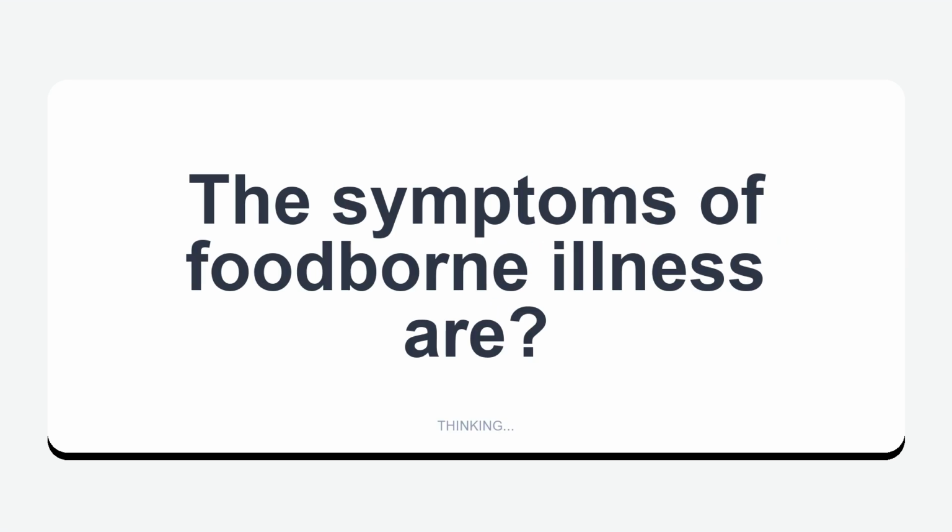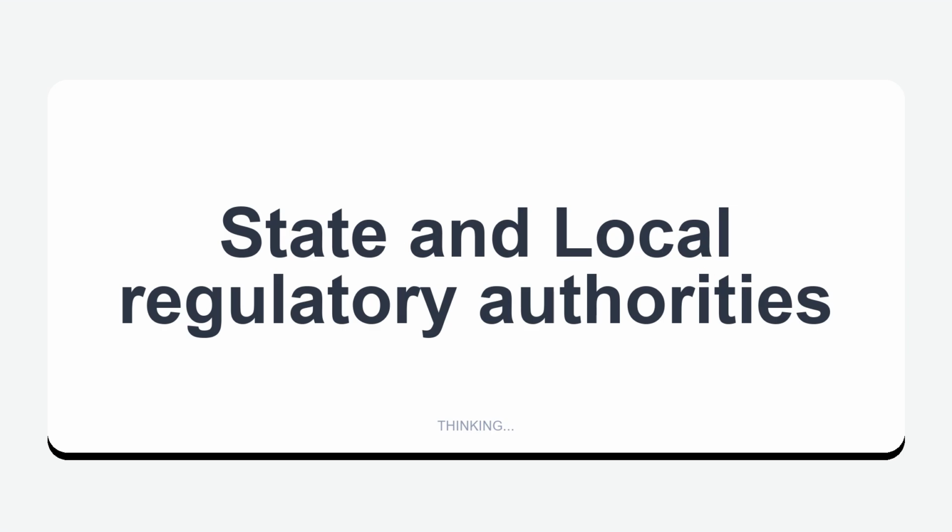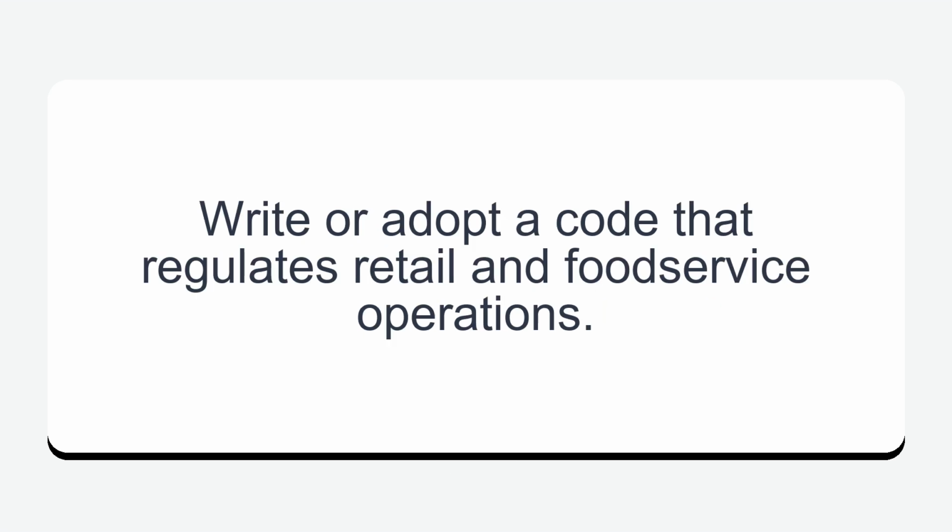The symptoms of foodborne illness are 1. Diarrhea 2. Vomiting 3. Fever 4. Nausea 5. Abdominal pain or cramps 6. Jaundice, yellowing of skin and eyes. State and local regulatory authorities write or adopt a code that regulates retail and food service operations.